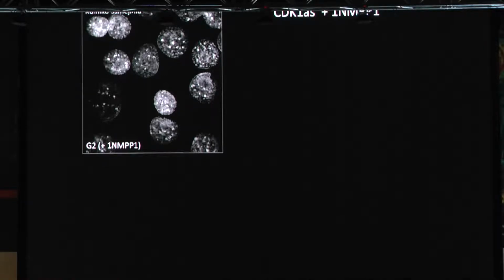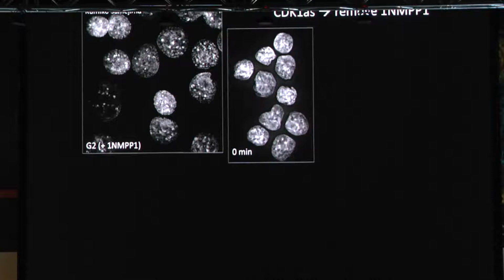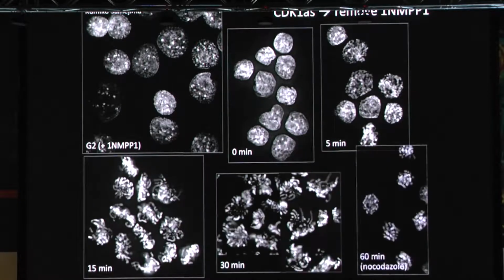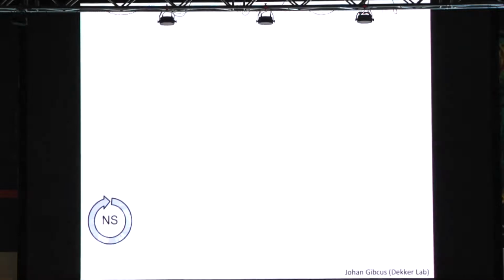And if she washes out the 1-NMPP1, that's 0 minutes. By 5 minutes, all of the cells are in prophase. By 15 minutes, they're all in prometaphase. And by 30 minutes, they're in late prometaphase and heading into metaphase. And by 60 minutes, they're all in metaphase. I mean, we're talking, for a cell biologist, this was just mind-boggling. 96% of the cells are in prophase. To get that sort of synchrony was quite unexpected.